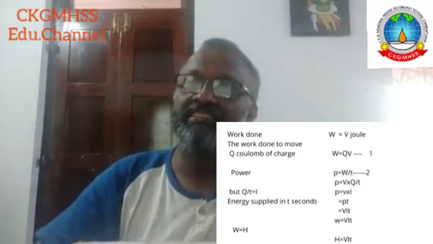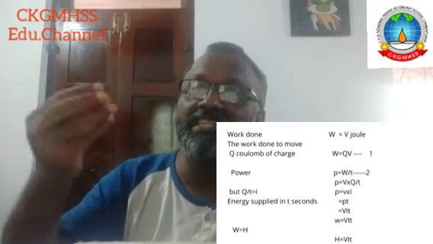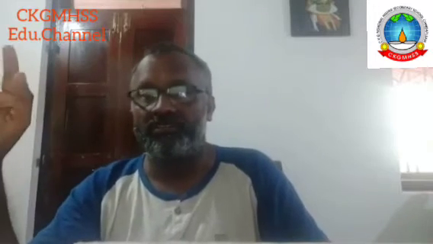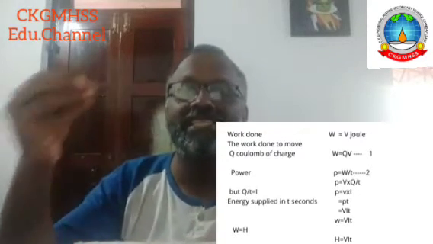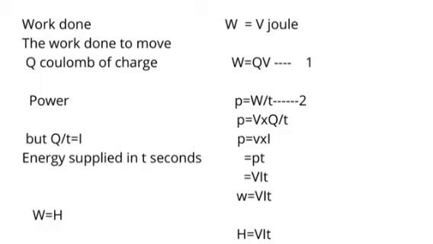Therefore, W is equal to VIT. Energy supplied in T seconds is used to do the work. Therefore, the work done, W is equal to VIT. Then, while doing this work, electrical energy is converted into heat energy, or the energy supplied by the cell or battery is converted into heat energy. Therefore, work done is equal to heat energy generated. Therefore, we can write W is equal to H. Therefore, we can rewrite the equation as H is equal to VIT.